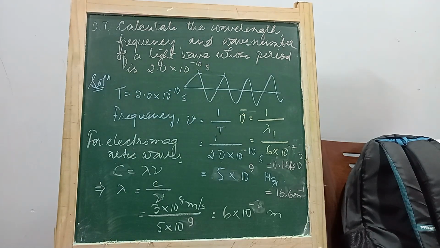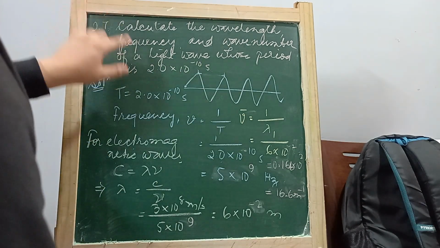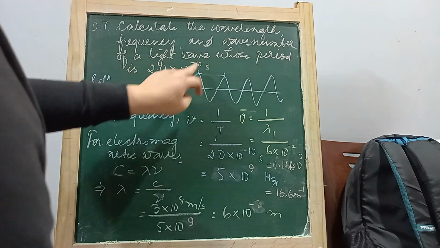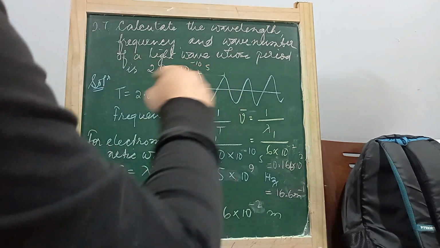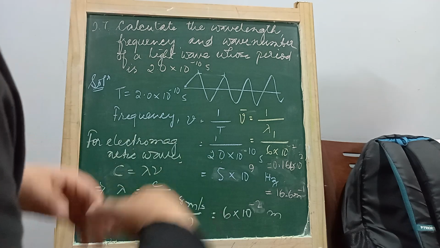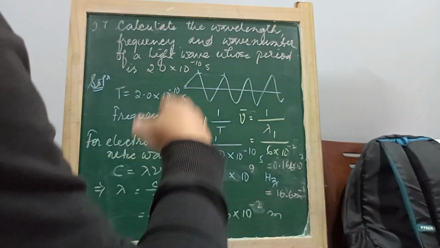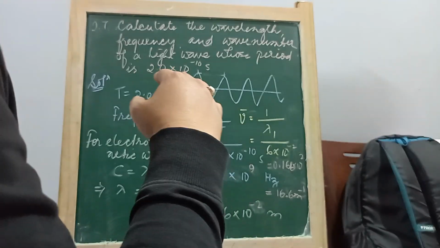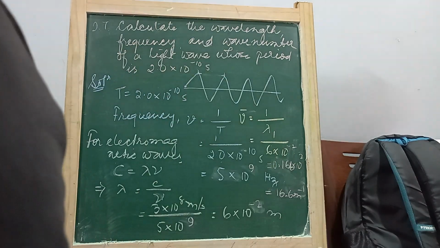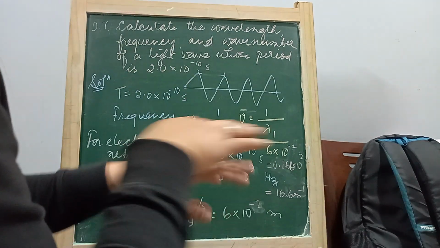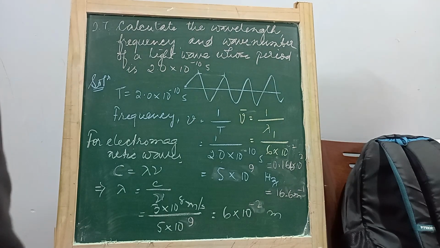In order to understand the question better, let's draw a picture of a wave like this. Since it is light, it is an electromagnetic wave. It will have both an electric and a magnetic field propagating perpendicular to each other.